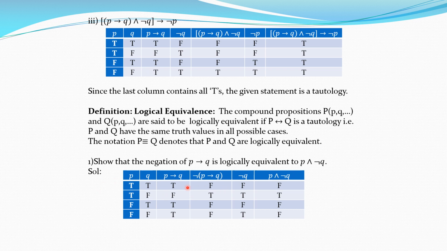Now we prepare the truth table. So P, Q, then P implies Q, then negation of that P implies Q, then we need negation Q, P and negation Q. After preparing the table, see the column for negation of P implication Q and P and negation Q. They are identical. In both columns we are getting F, T, F, F in the same order. It means if you consider their bi-implication, it contains all T, meaning it is a tautology, but that is not required to write. Just observe these two columns, they are identical. It means the given statements are logically equivalent.